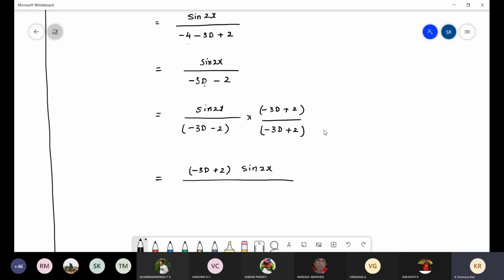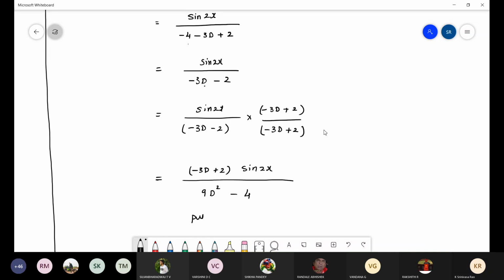What can I write in the denominator? Minus 3D whole square can be written as 9D square. Is it right? A square minus B square formula I will write directly. Yes or no? Yes, sir. You can compare with the previous problem. Whichever way you feel is easy, follow that procedure. If you want one more step, write it like A square minus B square: minus 3D whole square minus 2 square. So you will get the direct answer.